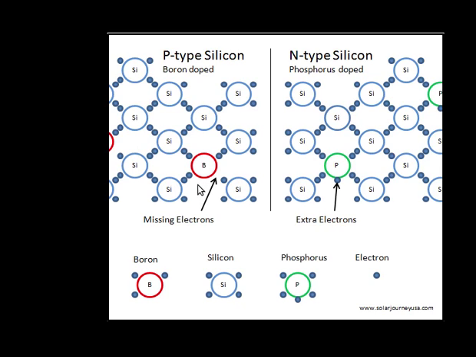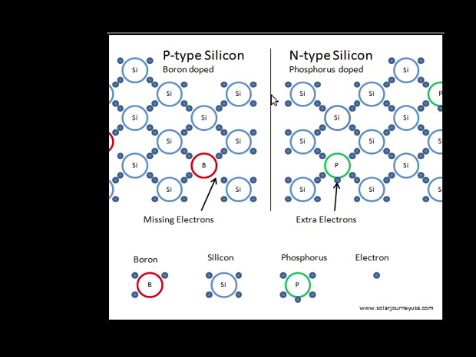And if an electron comes to fill this hole, then that means that a new hole has been created somewhere else. So in that case, when the hole is moving, that's said to be the charge carrier. So it's a positive charge carrier. So we say the hole is moving. And that's P-type silicon, because it's a positive charge carrier.